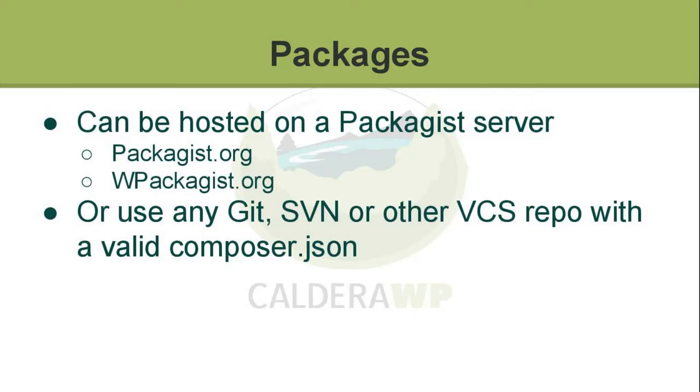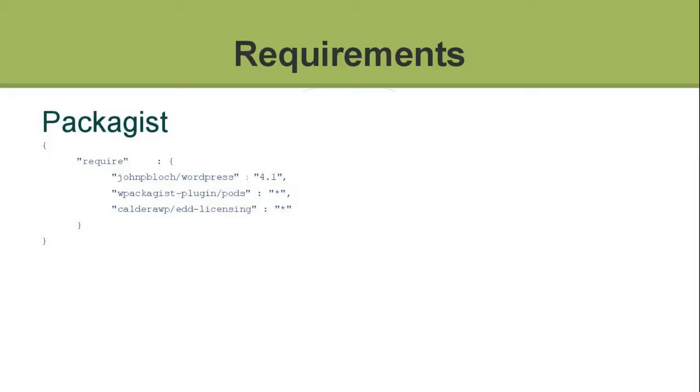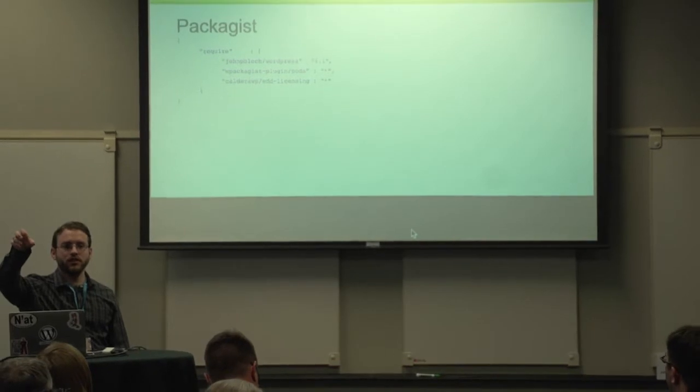But you can also just use any Git, SVN, or whatever type of VCS repo you're using. So that's really helpful for, say, your custom code. And as long as the server that's running it has access to it, so you have a public repo, or you have a repo that your server has the SSH key for, if it's private on GitHub or Bitbucket, you can pull from there. And that's fairly seamless. If you go into your GitHub settings and you add an SSH key for your server, it'll work.